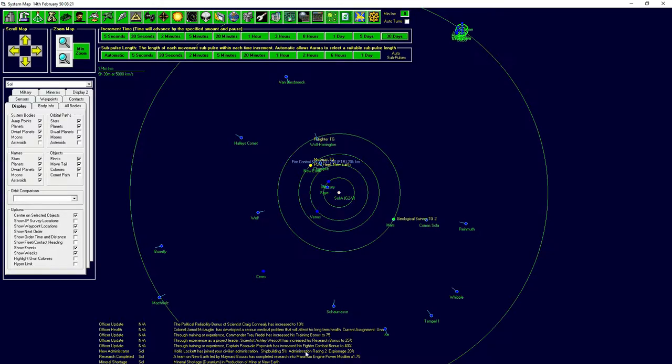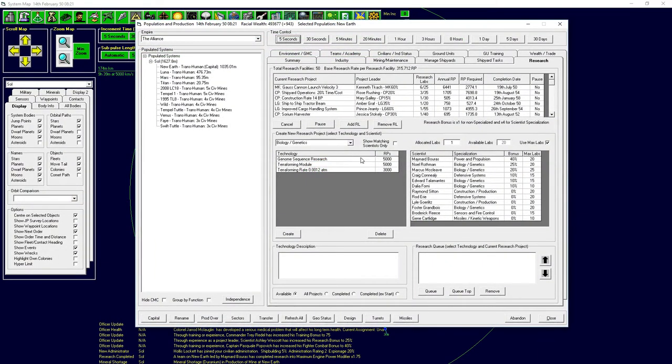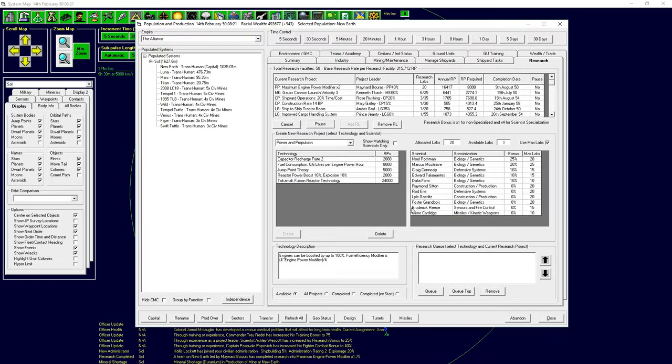Now, the scientist Manriat Buras has completed research into maximum engine power modifier 1.75, which is nice because I want more of that. And we can't. There is no more of that. Oh yeah, I just straight up failed looking at things. A maximum engine power modifier of 2. That's becoming big, strong engines.